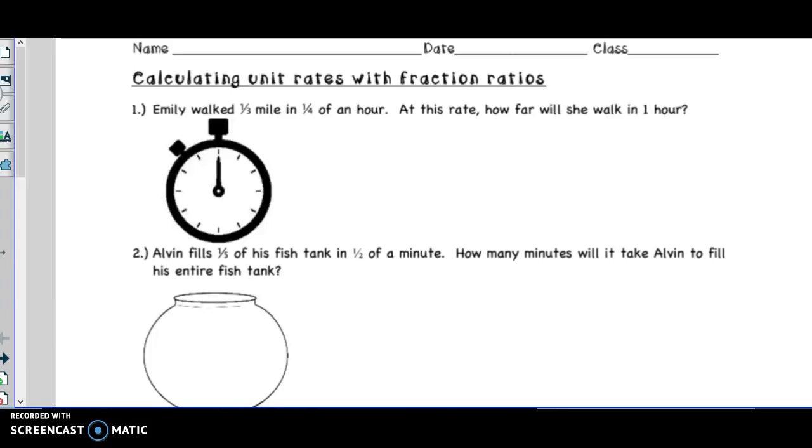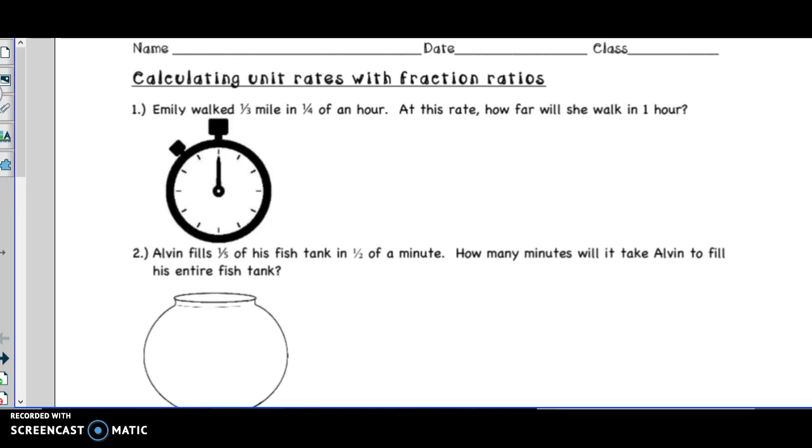In this lesson, we'll learn how to calculate unit rates with fractions. We will not use a calculator. We're going to just be multiplying. So for the first 4 problems, however, we're going to do a picture, a diagram to answer these questions to make sure the concept really makes sense.